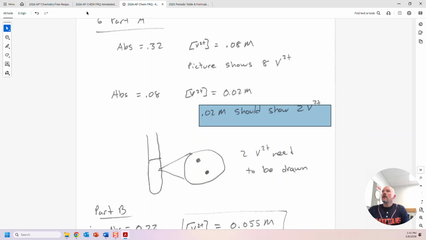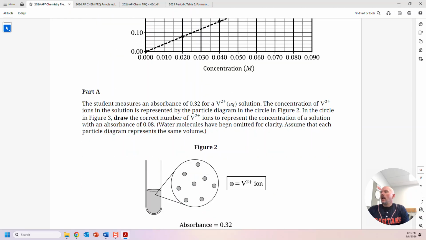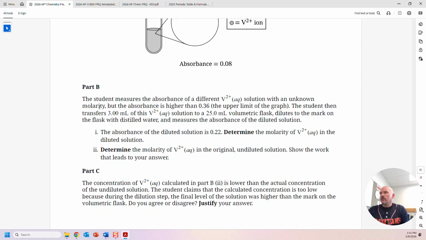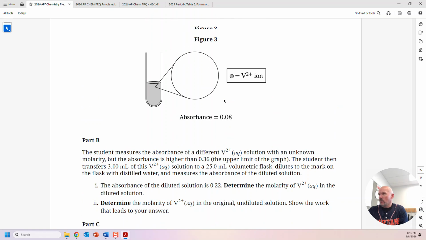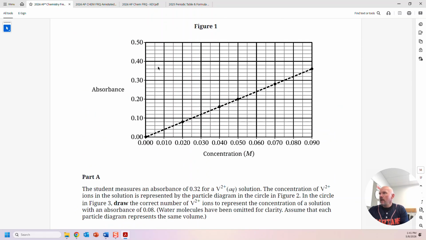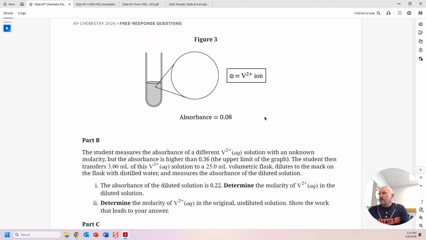Okay. All right. So now we go to this next question. So the student measures the absorbance of a different solution. So they don't know what its molarity was. So they want to measure its absorbance, and they want to use this chart to figure out, based on this absorbance reading, what's its molarity, just like we did with the other ones, right? That's what they're trying to do.